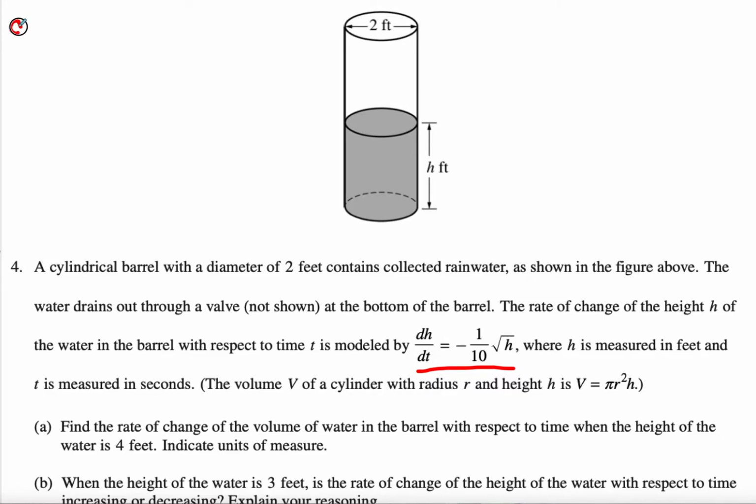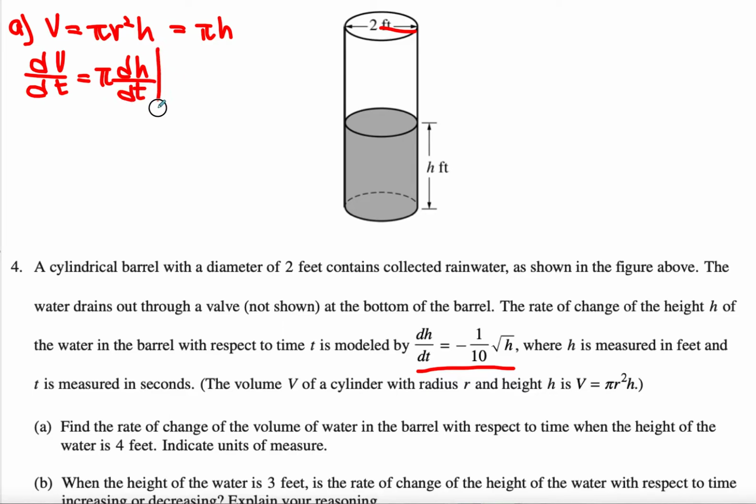So part A, here we have V is equal to pi r squared h. But here you get to realize the radius is constant. It doesn't change, and it's equal to 1. So this can be rewritten as pi h, because 1 squared is equal to 1. Now I'm going to take dV/dt here. dV/dt is equal to pi times dh/dt. We are taking the derivative implicitly.